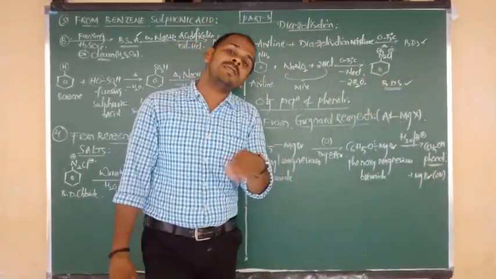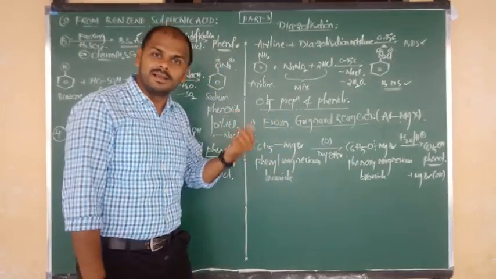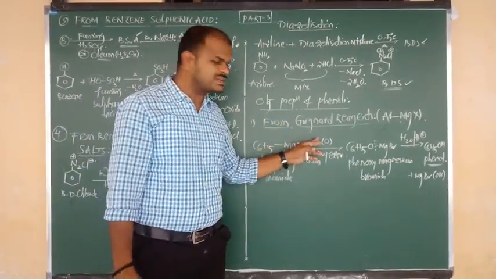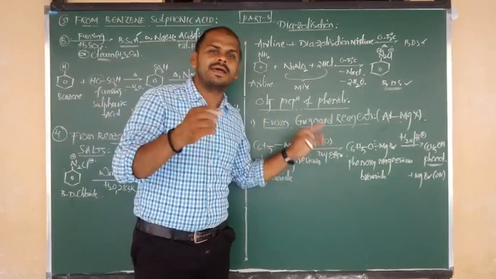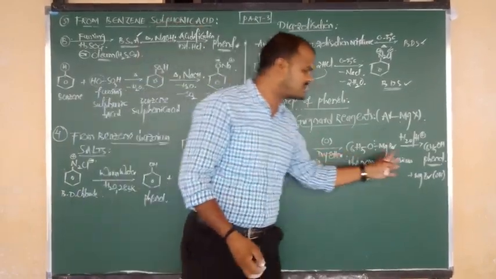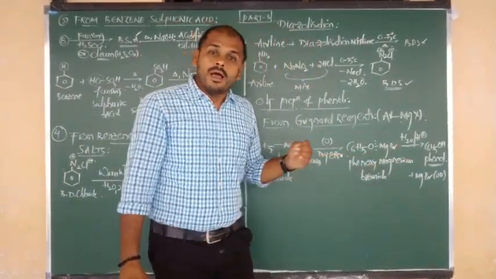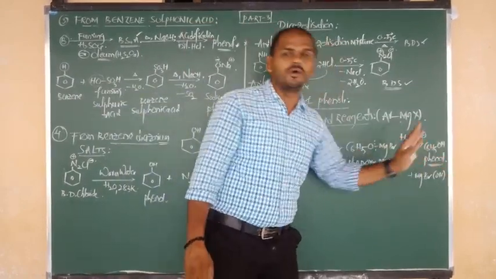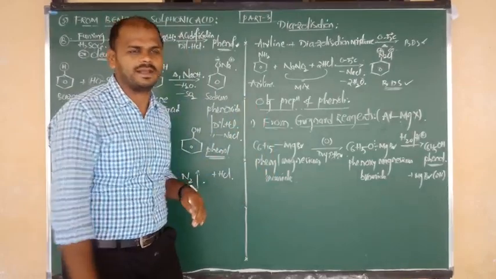Sir, if we have to write the statement, how to say the statement? Listen carefully. Phenyl magnesium bromide upon oxidation in presence of a dry ether catalyst gives phenoxy magnesium bromide, which upon acidic hydrolysis gives phenol. Such a simple statement you have to write.